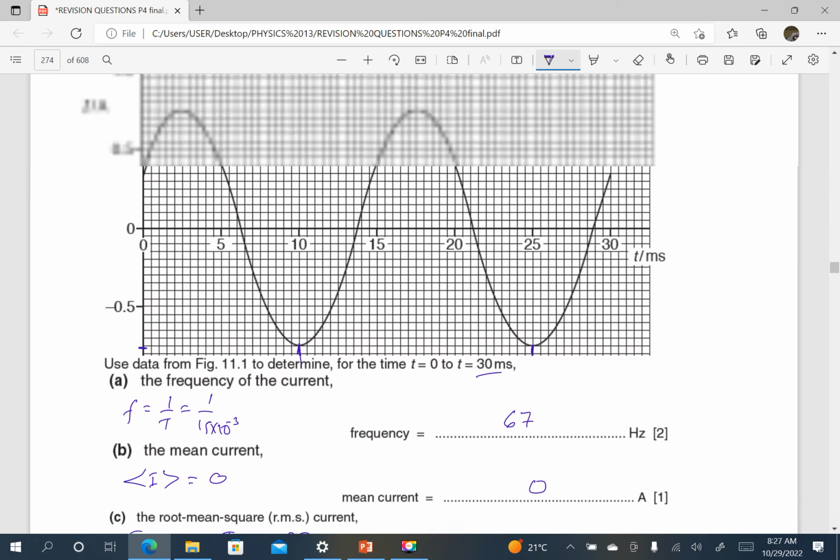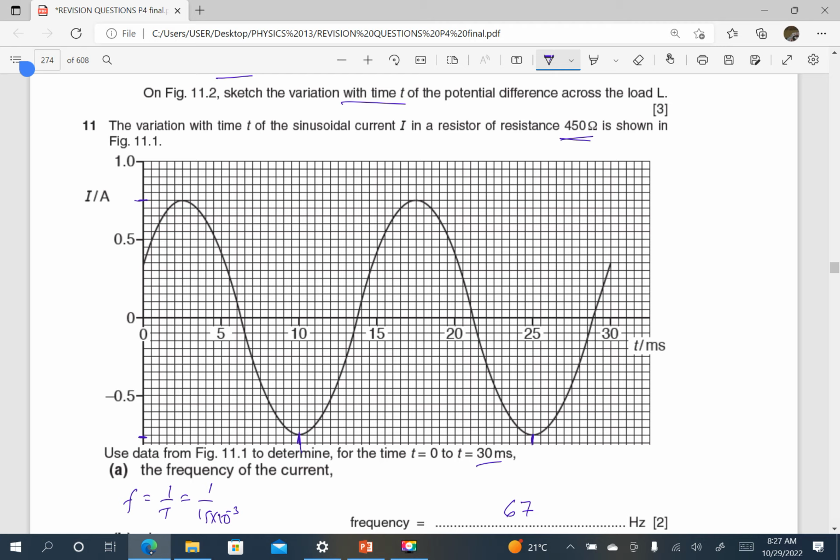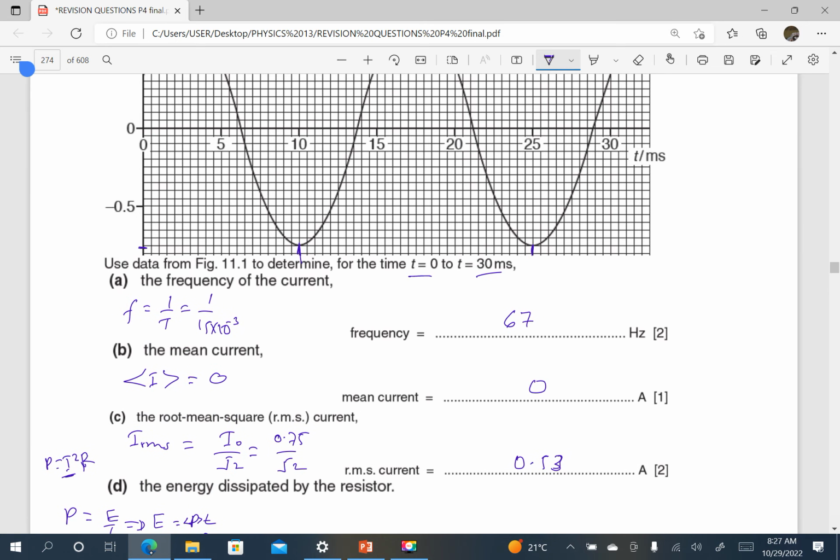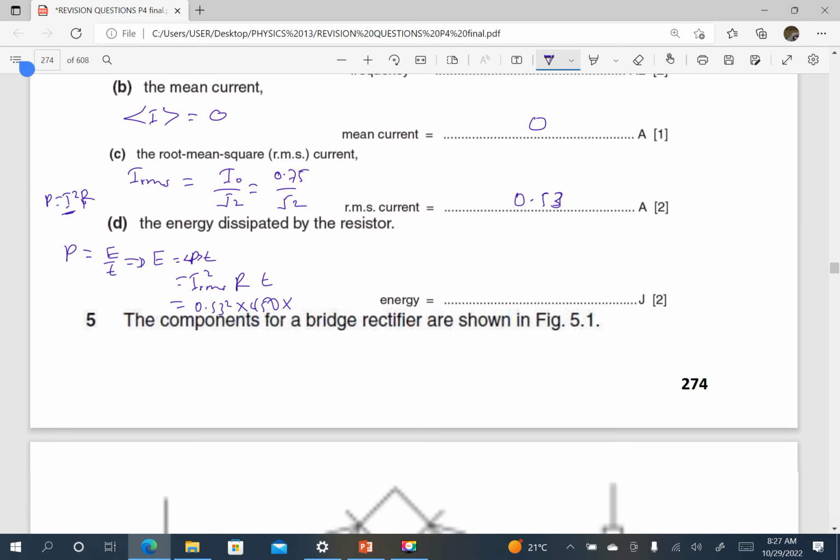So when we substitute, I root mean square is 0.53 squared, times R. The value of R was given as 450. It is there. Then the time is between 0 and 30 milliseconds, so the time is 30 times 10 power negative 3 to change it to seconds. So I press my calculator.